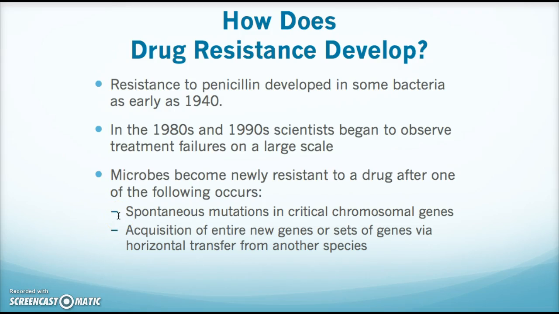And what we're finding is that microbes become resistant to a drug when one of two things happens. There's either a spontaneous mutation in one of its critical chromosomal genes that allows it to survive in the presence of the antibiotic, or it might pick up an entire new gene or set of genes from another species of bacteria. So remember, we have these trillions of bacteria in our body. Some of them may have resistance, and they may pass that on to another species. So that's where we start to see this horizontal transfer of drug resistance.